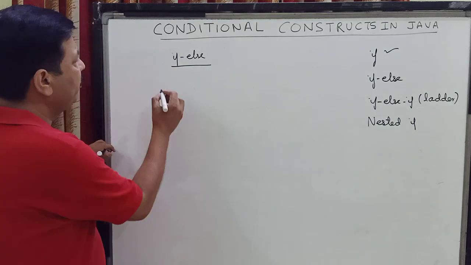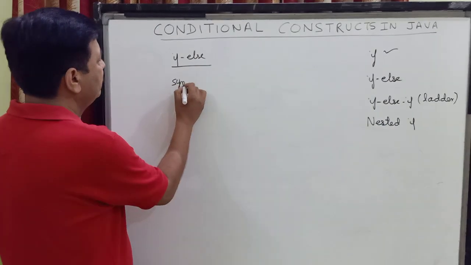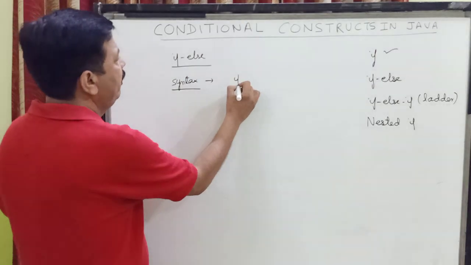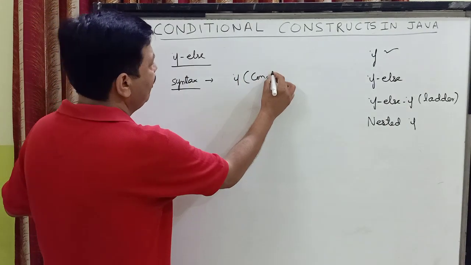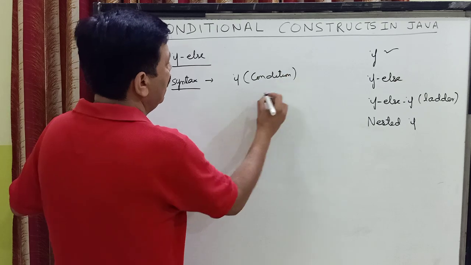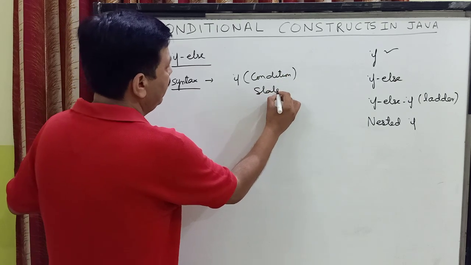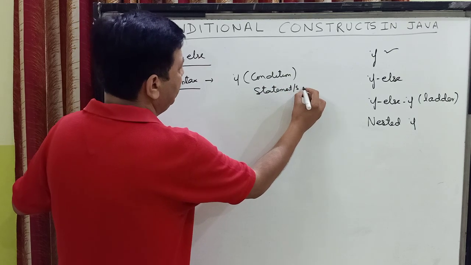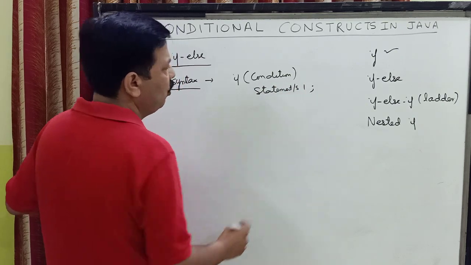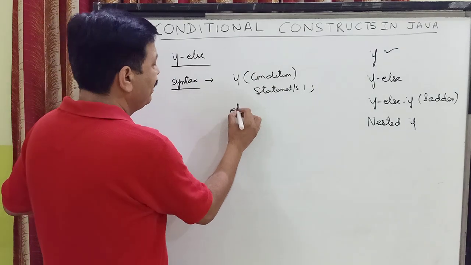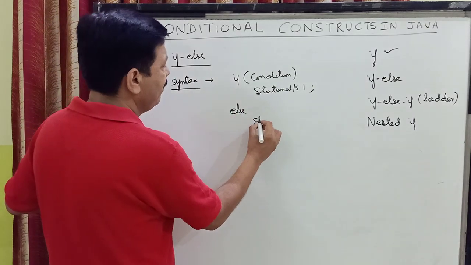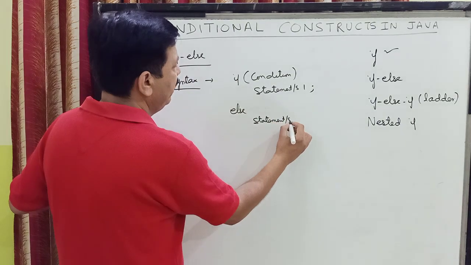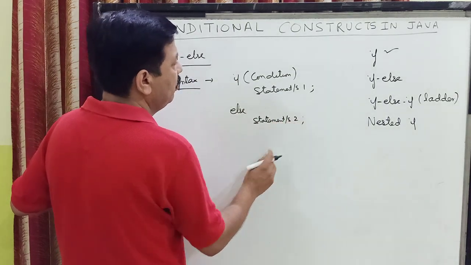Now children, the syntax of this program is: we put a condition the same way we did in if, and here we write a statement, or it can also be statement 1 followed by a semicolon, and then comes the else statement, and we write a statement, or it can be a set of statements, I told you.